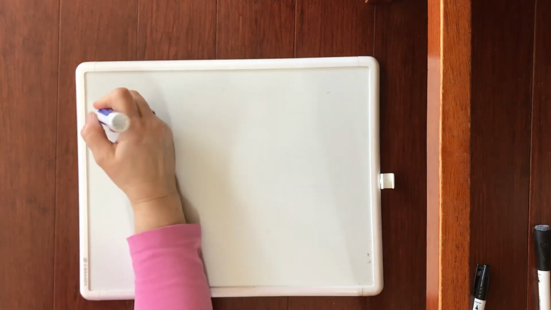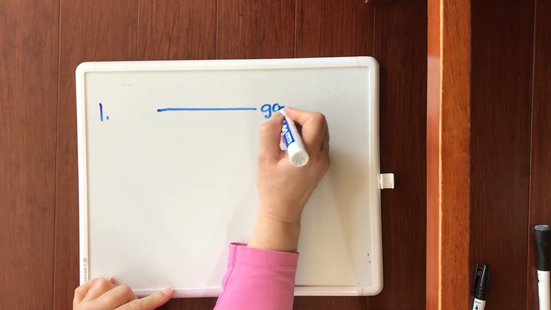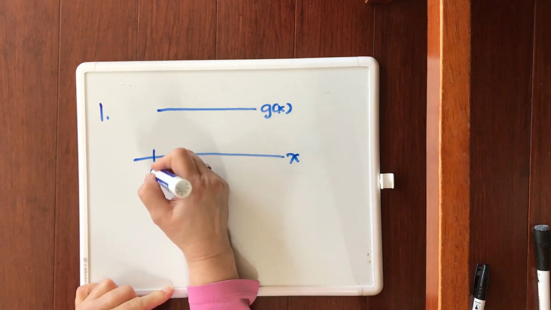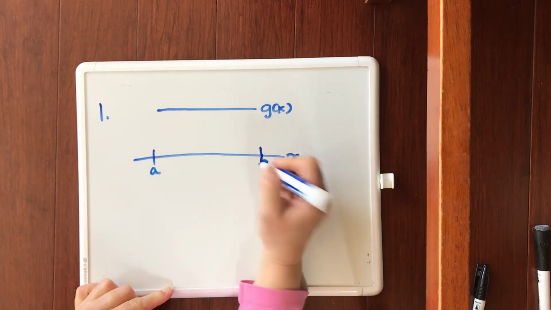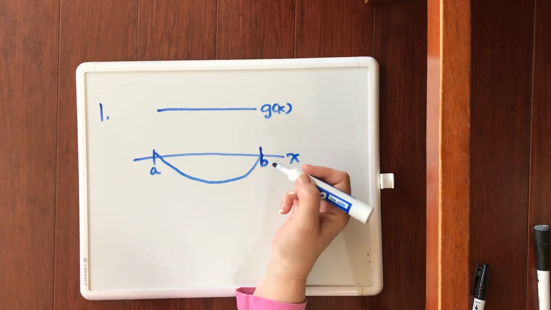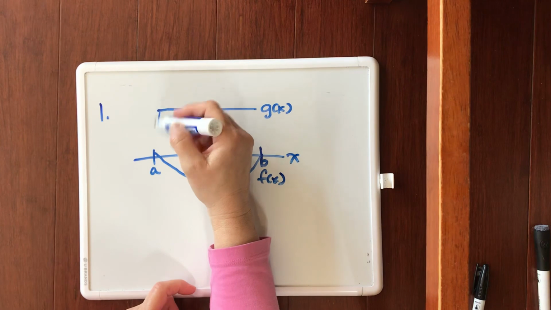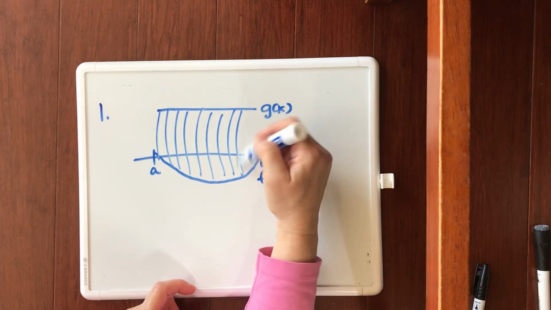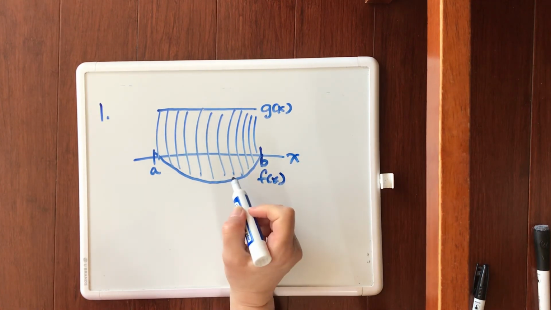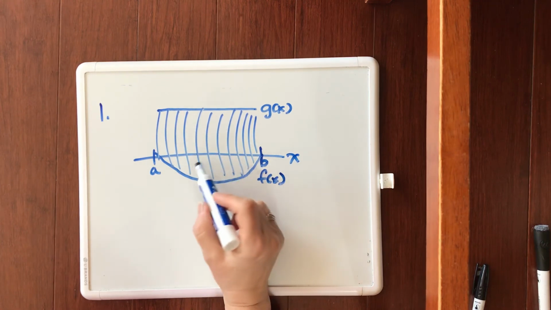Okay, so for the first question hint, here's a line g of x, and here's the x-axis. Here's a, here's b, right here. But then we have something like this where f of x goes below the x-axis. And we want to find the area between these two right here. But remember, when it goes below the x-axis, we'll come out with a negative number for this piece right here, and it needs to be a positive number.